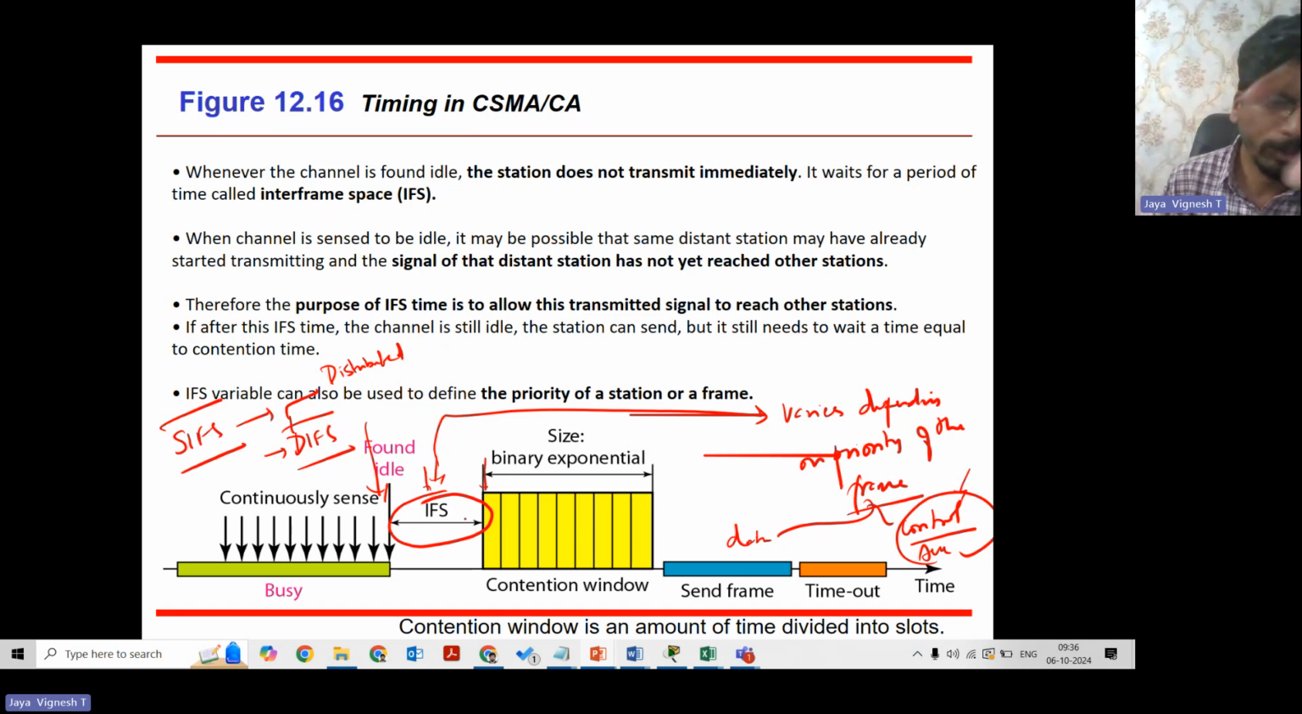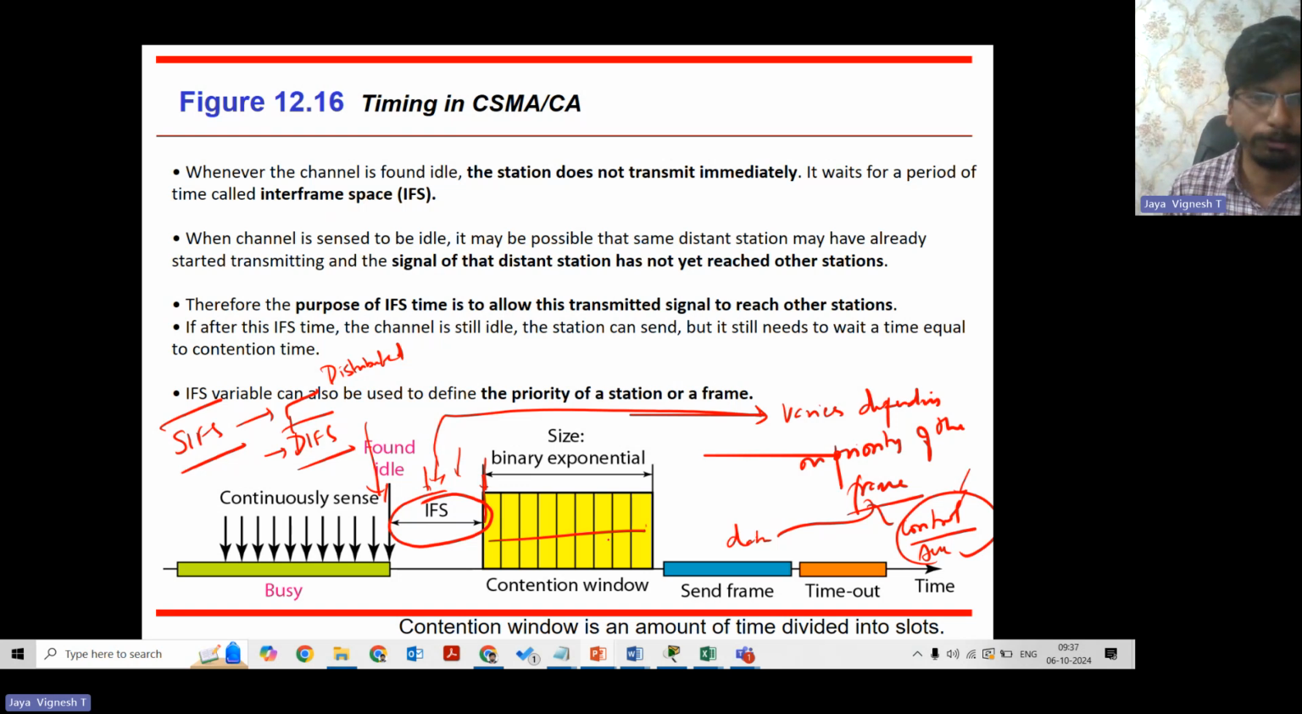So the duration of IFS could also vary, whether I need to wait a shorter period if the medium is idle, or I have to wait for a longer period for the medium to be idle. So the priority station can capture the medium compared to a normal priority station. So that's the idea. But now the game is this: even after the IFS period, the medium is still idle.